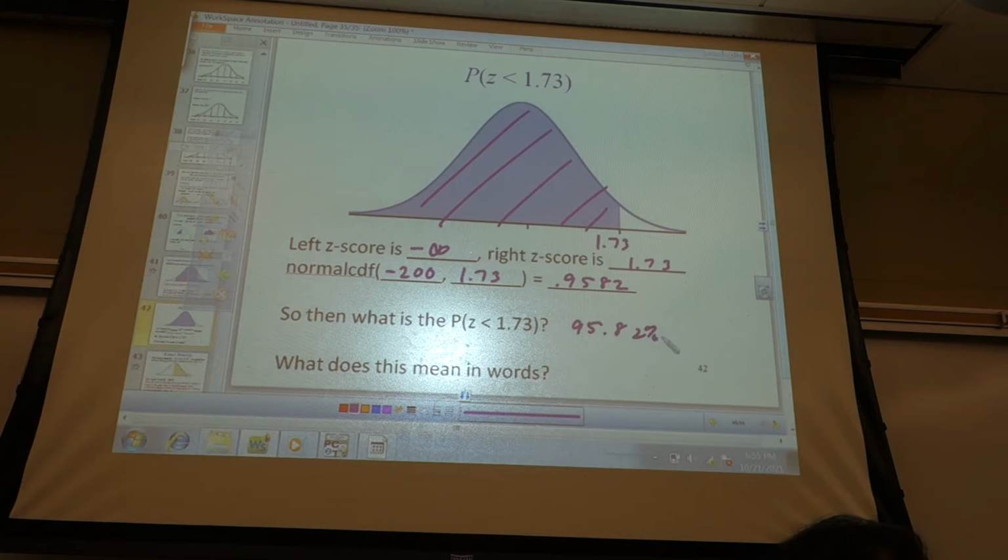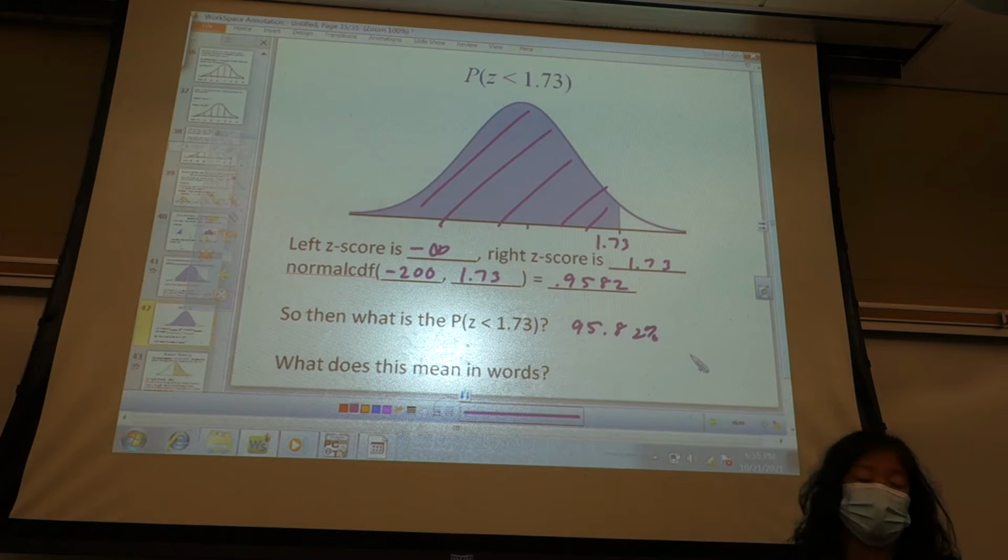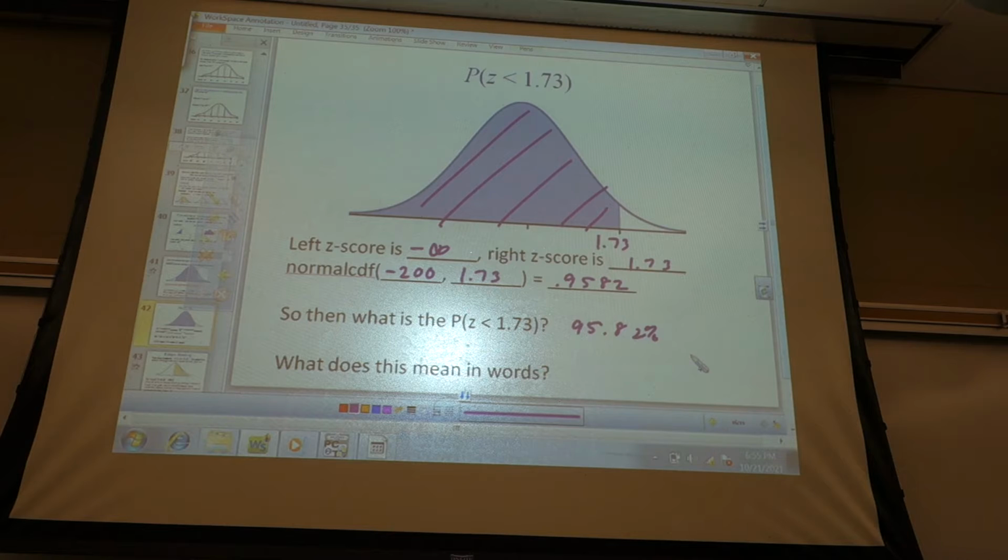95.82%, which means that, in words, 95.8% of the population has a z-score less than 1.73. Yes? 0.9581 would also work. What did it round to? You gotta know what it rounded to. Okay. So you have to round it to 4 decimals. Rounded to 4 decimal places.